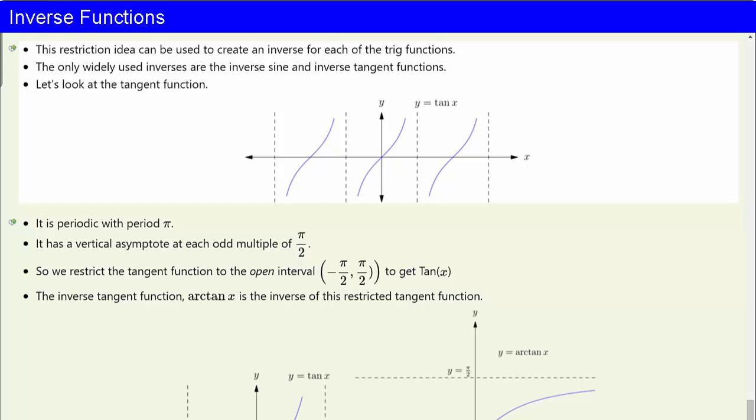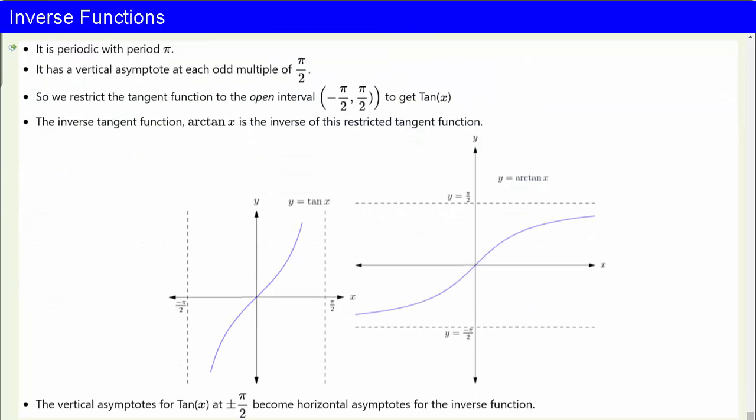Let's look at the tangent function. It is periodic with period pi and has a vertical asymptote at every odd multiple of the number pi over 2. So we restrict the tangent function to the open interval minus pi over 2 to pi over 2 to get a 1-to-1 function, sometimes written tan x with a capital T. The inverse tangent function, written arctan x, is the inverse of this restricted tangent function, so it has the following graph. Notice that the vertical asymptotes for the function tan x at plus and minus pi over 2 become horizontal asymptotes for the inverse function.